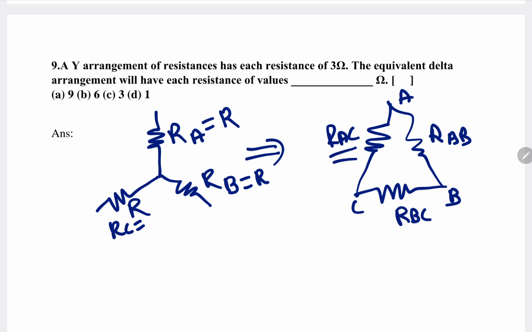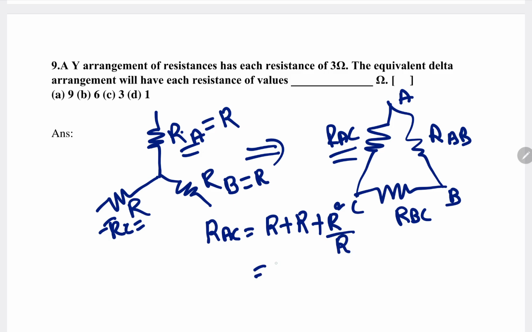So what is the RAC formula? Already we have discussed. RAC is equal to RA plus RC plus RA into RC by RB, that is R into R, R square by RB. RB is also nothing but R. So we get R plus R plus R, that is equal to 3R. So RAC is equal to 3R.